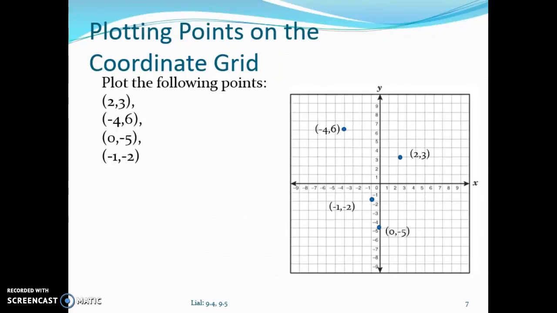And these are just some examples of where the points would be plotted. So 2, 3, they're both positive. We would go over to the right 2 and then up 3. Negative 4, 6, we would go back 4 because the x coordinate is negative, and then up 6 because the y is positive, and so on. That's just a quick introduction to what we're going to be doing when we are plotting points on the coordinate grid.